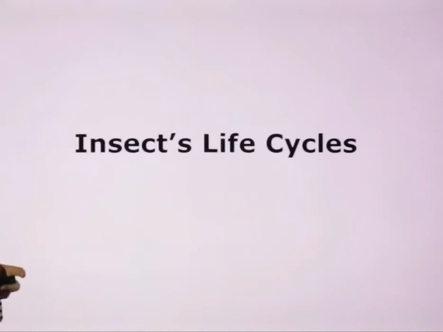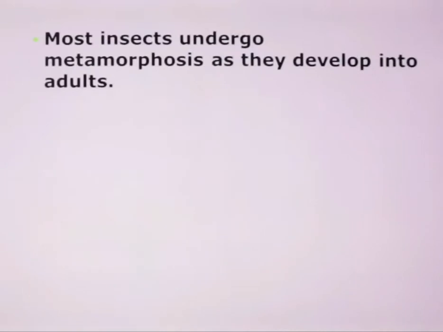So we spoke about the frog's life cycle. Now we start with the insect's life cycle. We will see some differences between the frog and the insects. Most insects undergo metamorphosis as they develop into adults. So this means that the baby insects are not like the adult insects, because we're saying metamorphosis.